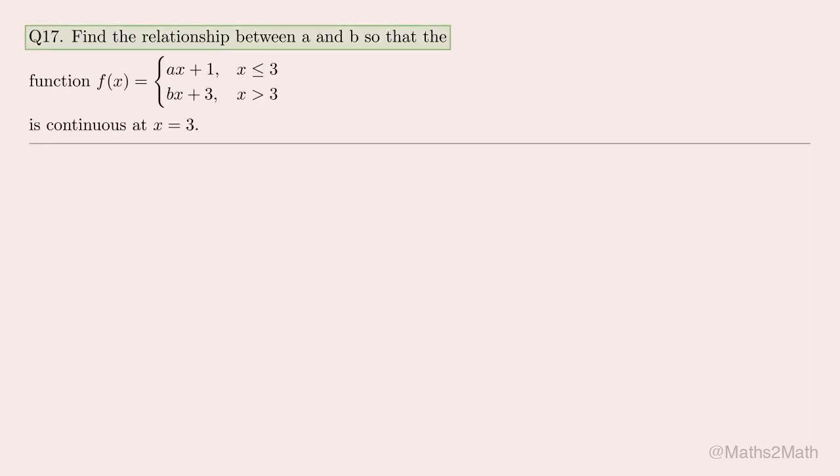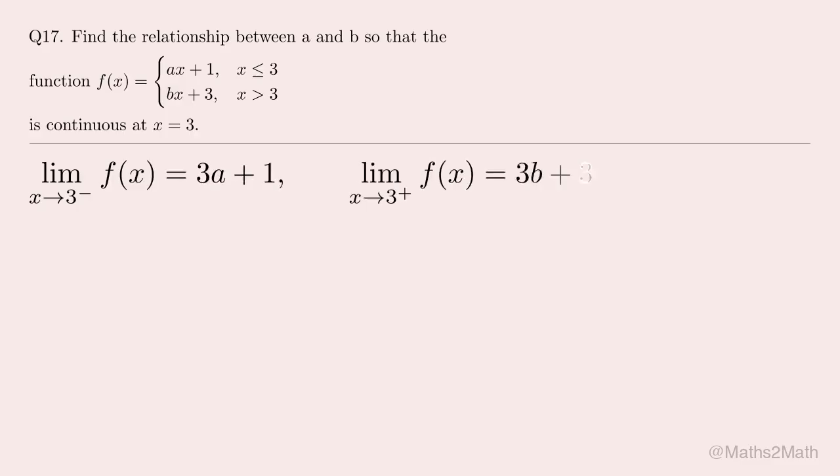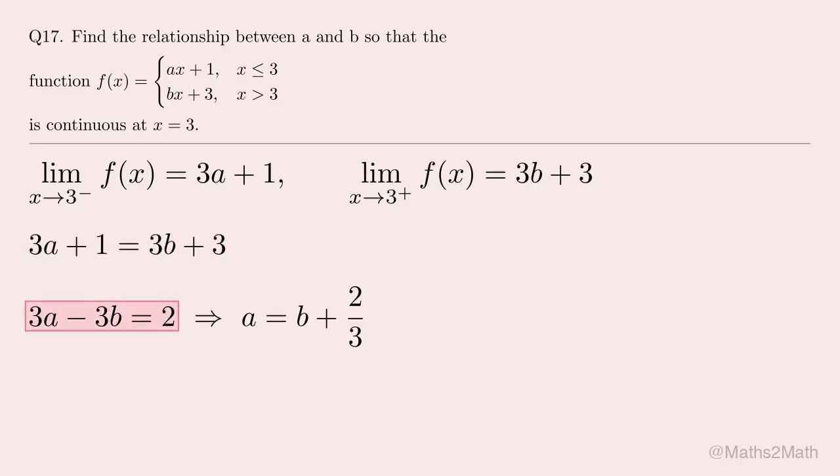Question 17. Two lines with unknown slopes A and B. We need the condition tying A to B that closes the gap at x equals 3. Continuity at 3 forces the one-sided limits to be equal. Left limit and right limit at 3, in terms of A and B. Set them equal for continuity. Solve: 3a minus 3b is 2, so a is b plus 2/3. Any pair A, B with this relation works.